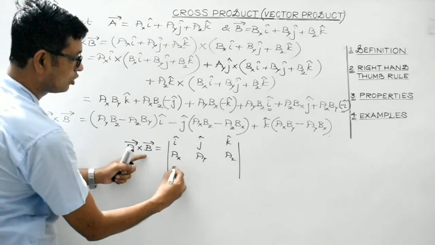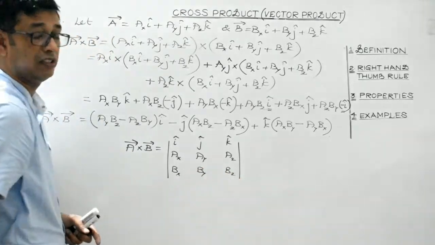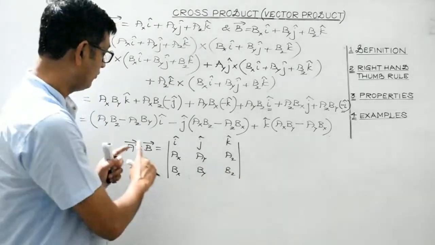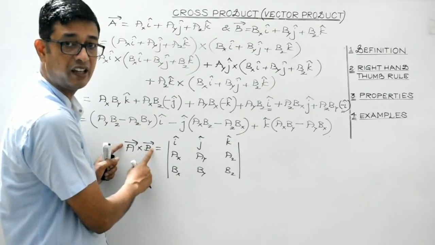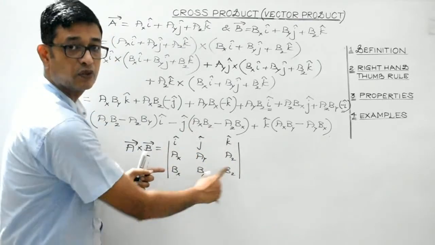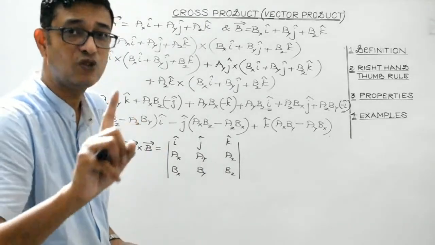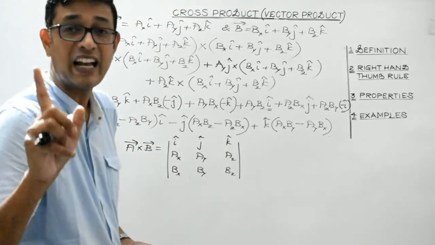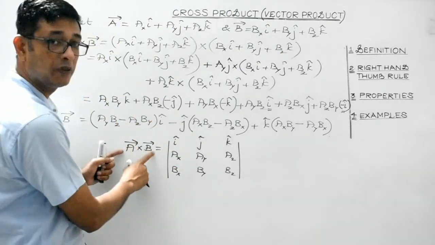Then B vector will be equal to BX, BY, BZ. Here, students, I must mention, if it is B cross A, then write the coefficients of i, j, k of B vector in the first row, and then consequently the second one, A vector. Clear? A cross B is not equal to B cross A. It is anti-commutative.